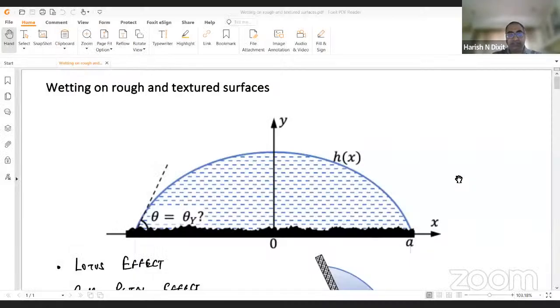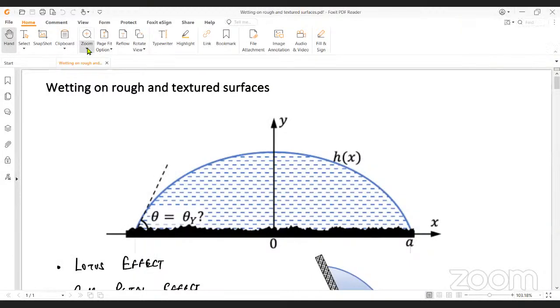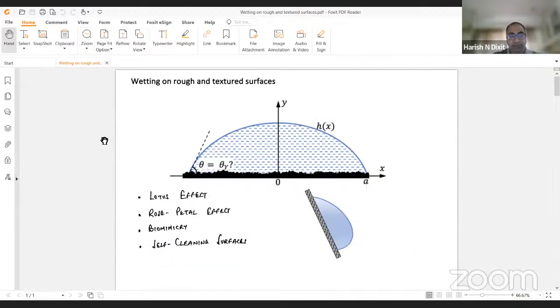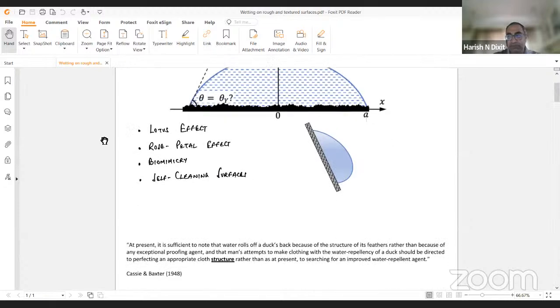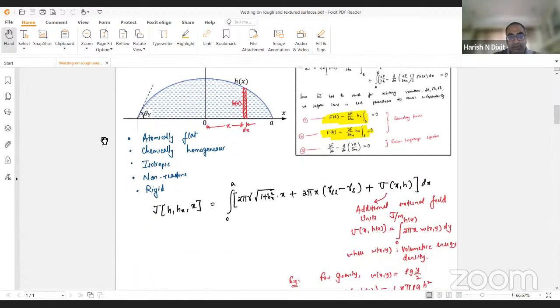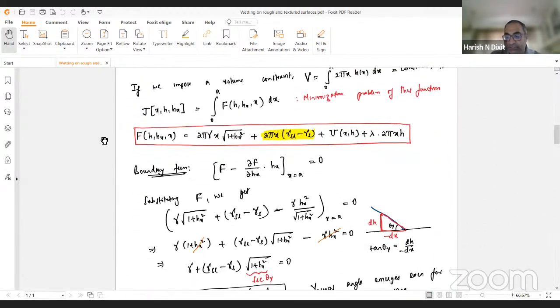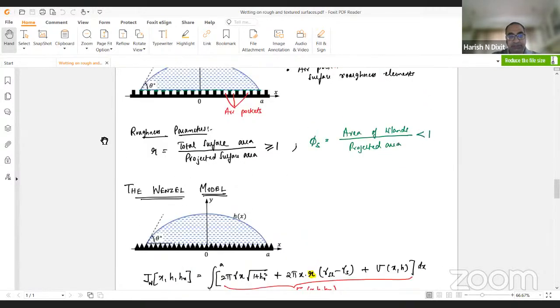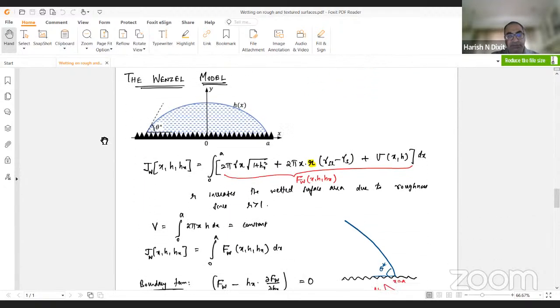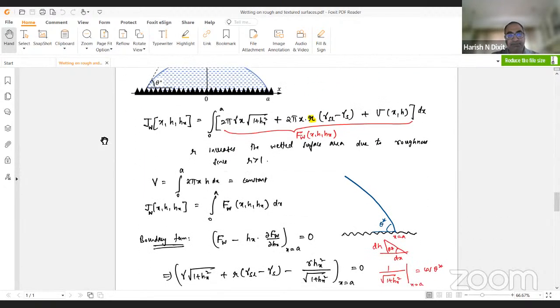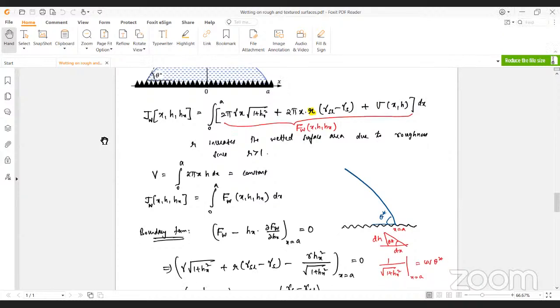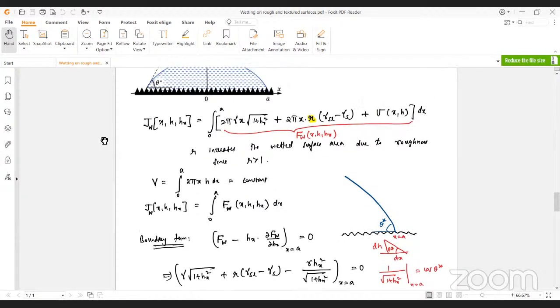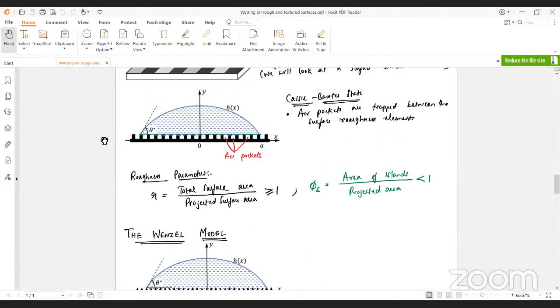Can you see my screen now? Yes, sir, it is visible. Okay, so let me open the necessary portion of this. This is the general discussion on wetting on rough surfaces, wetting on textured surfaces. We are at the Wenzel model, that's where we are talking about, right? Yes, sir. It is a little bit above.